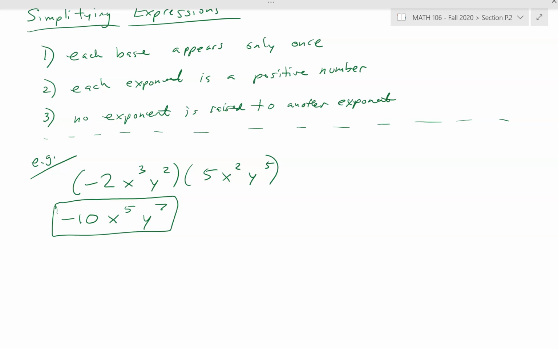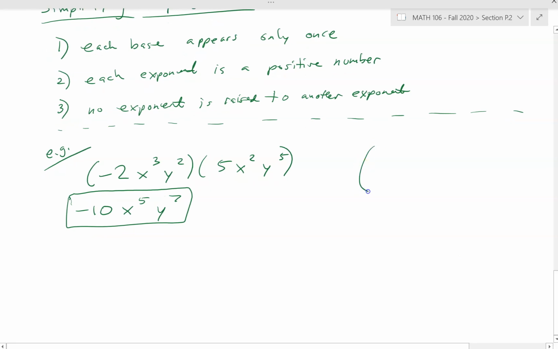All right, how about this one? This is a pretty good one. I'm going to give you a fraction: x to the fourth over 3y to the negative 2 power. Now what I'm going to do here is raise that entire fraction to the negative third exponent, or negative third power.